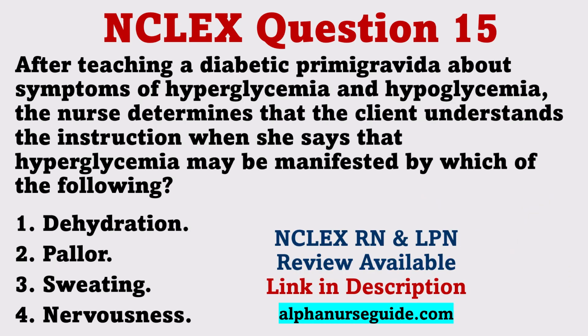After teaching a diabetic prima gravida about symptoms of hyperglycemia and hypoglycemia, the nurse determines that the client understands the instruction when she says that hyperglycemia may be manifested by which of the following? 1. Dehydration. 2. Pallor. 3. Sweating. 4. Nervousness.